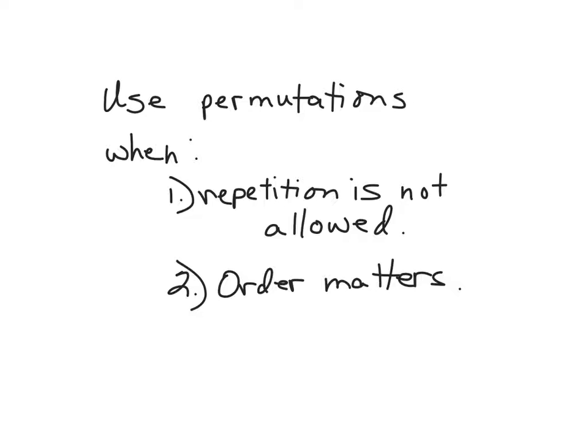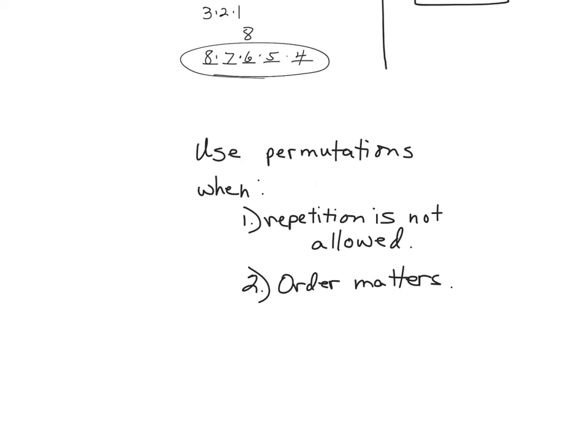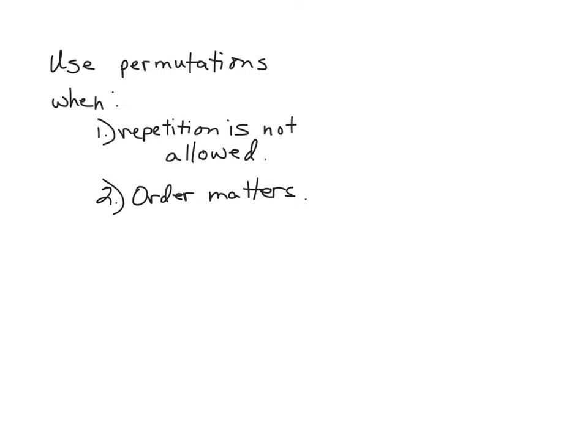Okay, so we're going to ask these 2 questions a lot moving forward in this chapter. We're going to ask a lot of times, is repetition allowed and does order matter? So we might as well get ready for that. Let's look at a couple problems related to permutations. So let's go to example 3 in your textbook. It is on page 546.